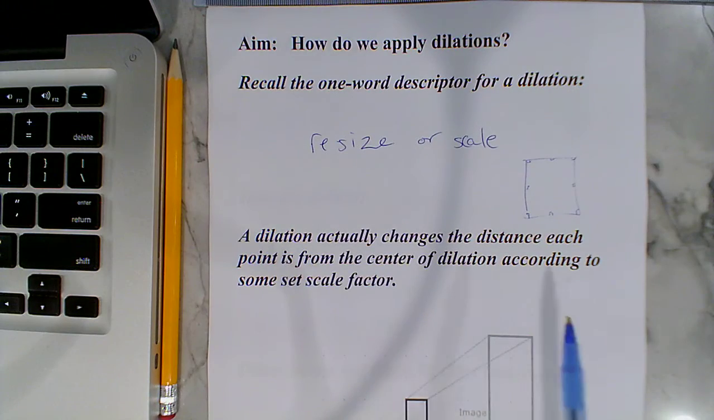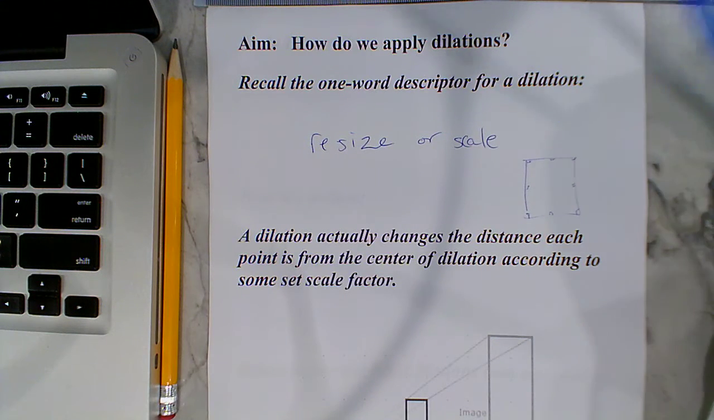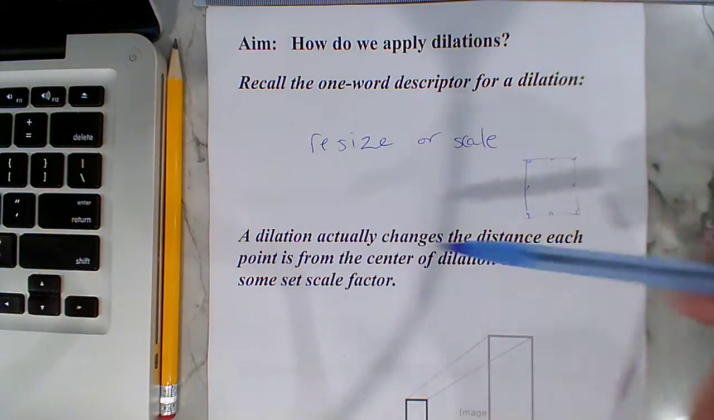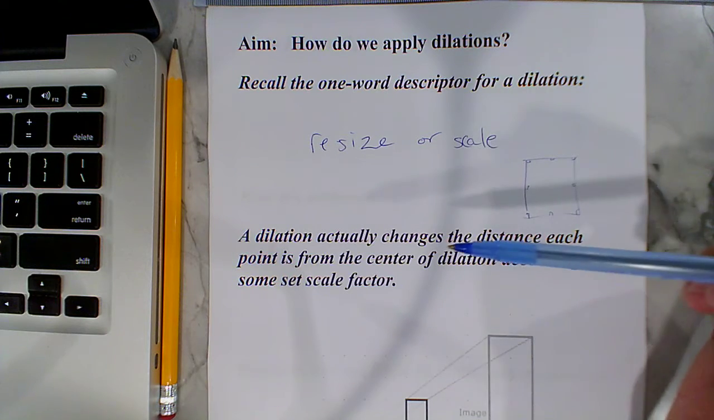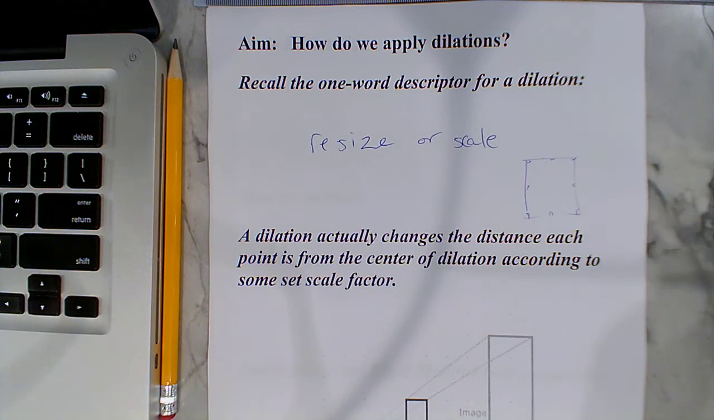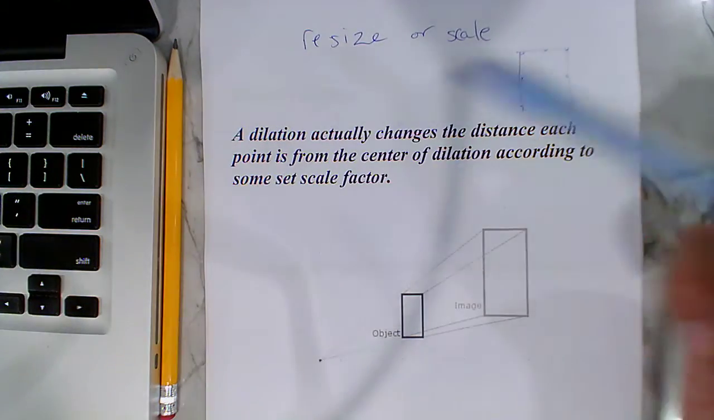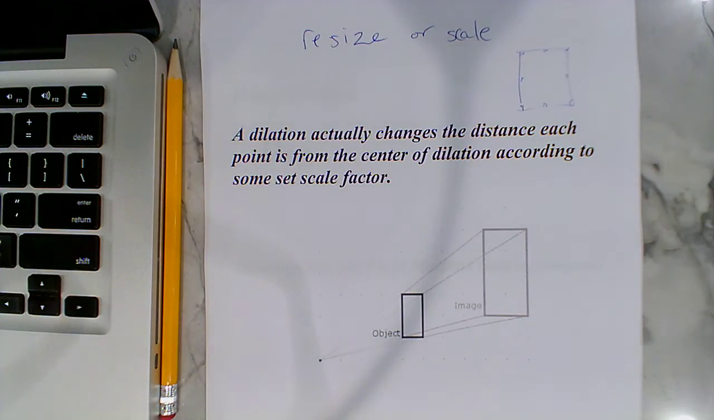Now, to get all fancy, because it's important at this level of geometry that you have a better understanding of what a dilation really is. A dilation is actually going to take every point. A dilation changes the distance that each point, and it could just be one point, or a line segment with two endpoints, or a rectangle in this case, is from what's called the center of dilation, according to some set scale factor.